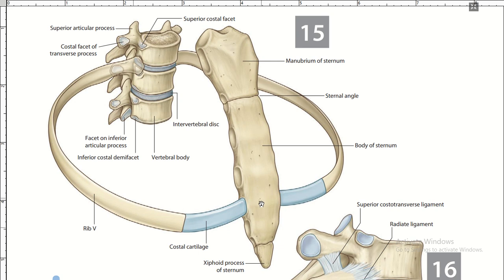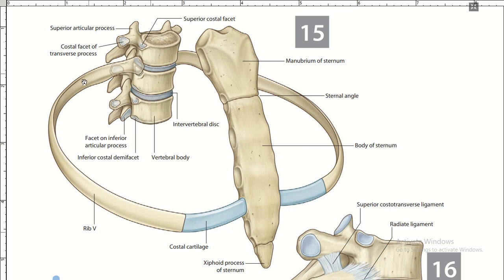Next, the body of the sternum articulates with the xiphoid process via what you call the xiphisternal joint. The xiphisternal joint is anterior to T9, and this is a secondary cartilaginous joint, but it has no movement, therefore it's a synchondrosis joint. So the joints of the sternum are all secondary cartilaginous joints.